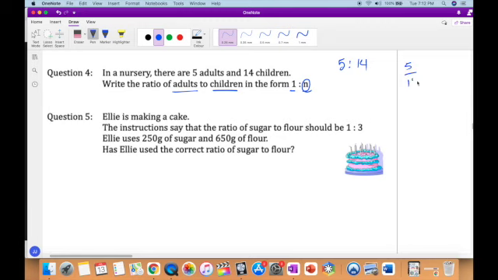How can 5 go into 14? How much could 5 go into 14? If I have 1 here, 5 2s are 10, and then I'll have 4 remaining, and 4 over 5. So this is actually a ratio of 1 to 2 and 4 over 5.